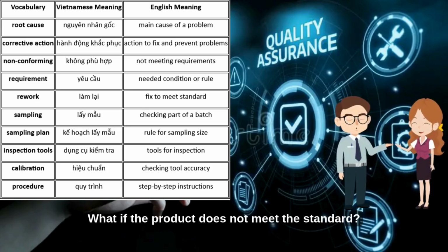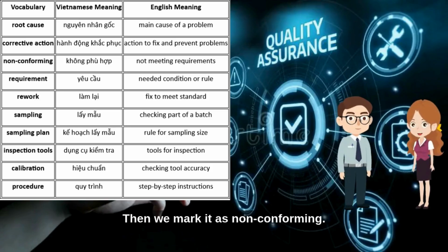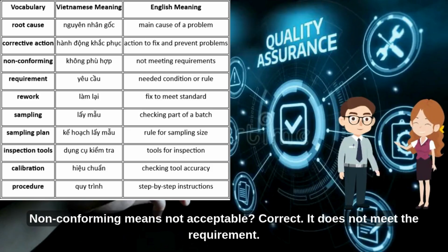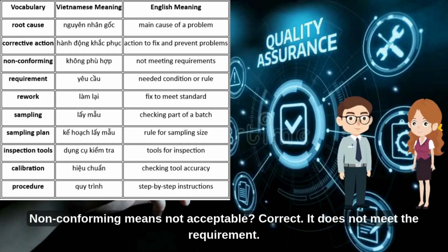What if the product does not meet the standard? Then we mark it as non-conforming. Non-conforming means not acceptable? Correct. It does not meet the requirement.